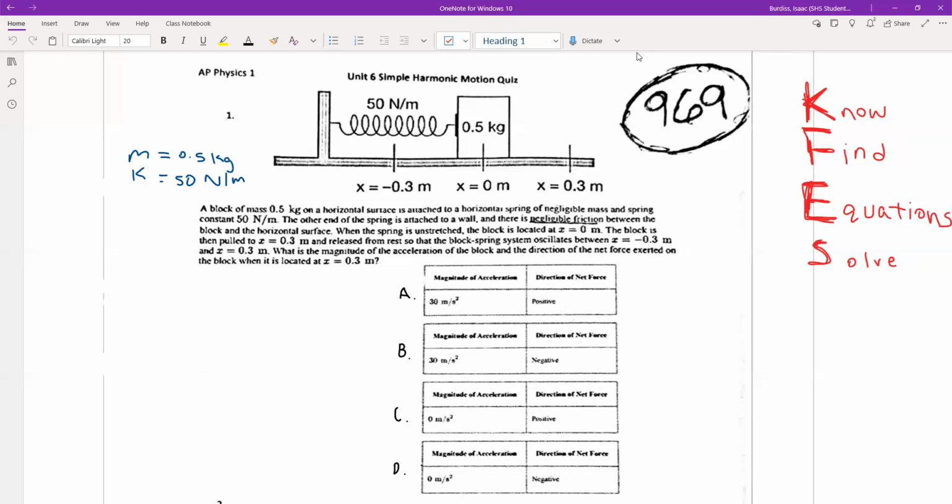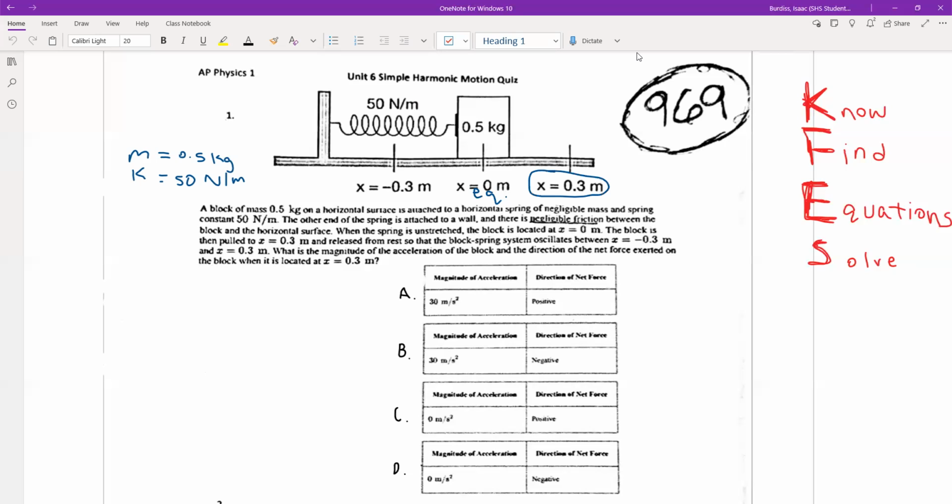Okay, the other end is attached to a wall where there's no friction between the block and surface. When the spring is unstretched, it's at 0 meters. So that means that this is equilibrium. So we write EQ to show that we know that's equilibrium. The block is pulled to 0.3 meters, and it's released so that it oscillates between negative 0.3 meters and 0.3 meters. What is the magnitude of acceleration and the direction of the net force when it's located at 0.3 meters? So right here, when it's right here.